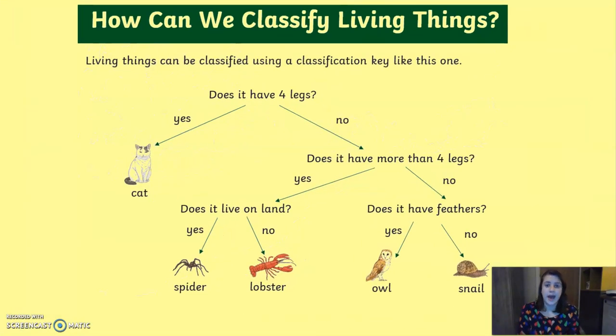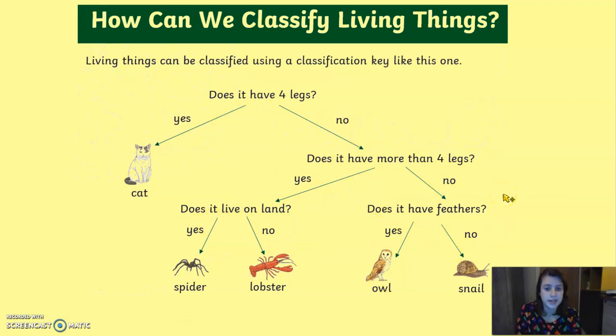Okay, so how can we classify living things? So living things can be classified using a classification key like this one that's on the screen. And this is a similar sort of classification to the sweet one, except this time we are looking at animals. So does it have 4 legs? Yes. So we're looking at a cat. No. Does it have more than 4 legs? Yes. Does it live on land? Yes. No. Does it have feathers?